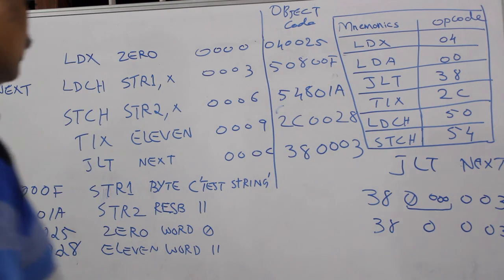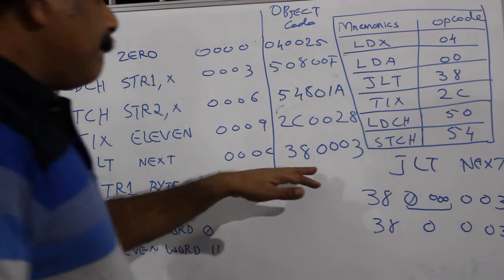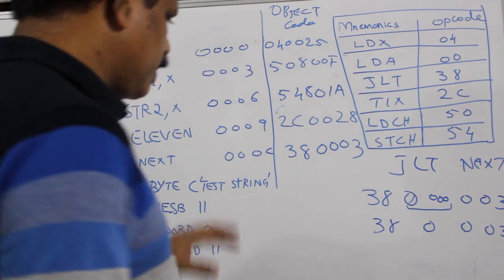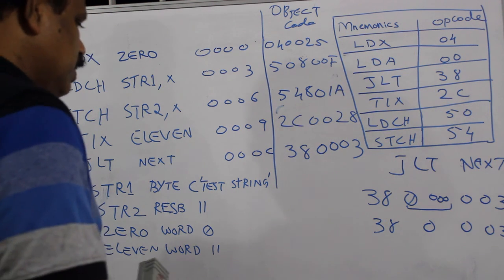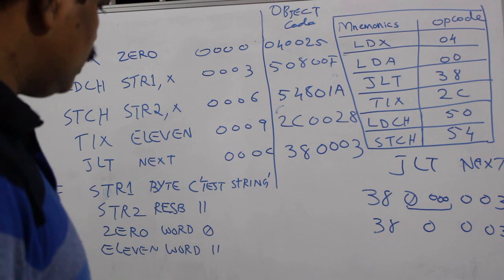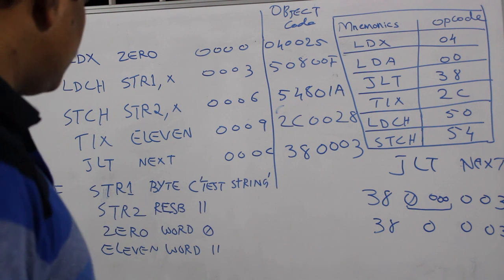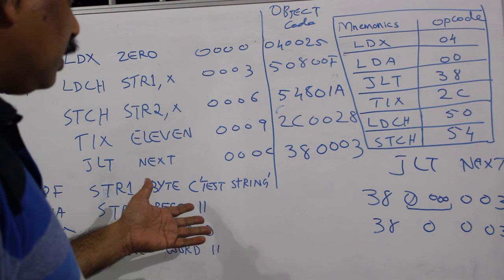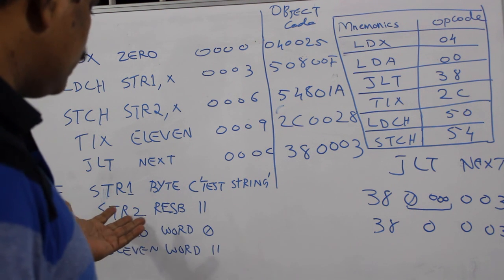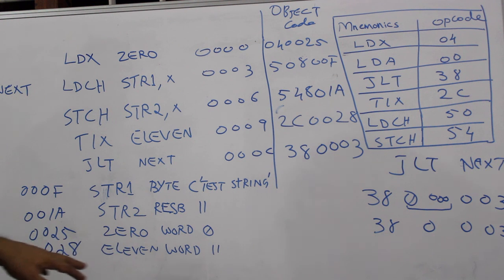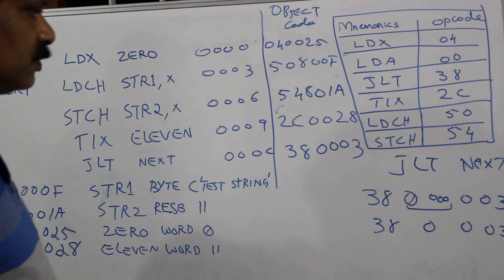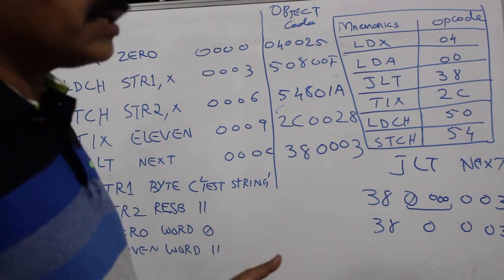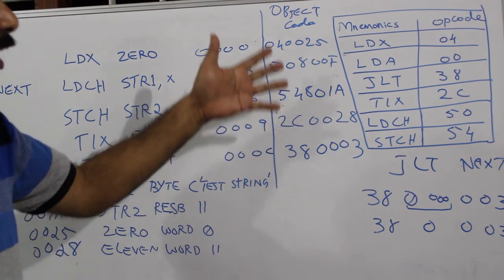This is the object code of this program. Then along with this, the data will be coming. The codes for T, E, S, T and the remaining characters. Then one block for the variable str2. Then a constant value 0. Then a constant value 11 will be there. So this way we will be generating the object code of a SIC program.